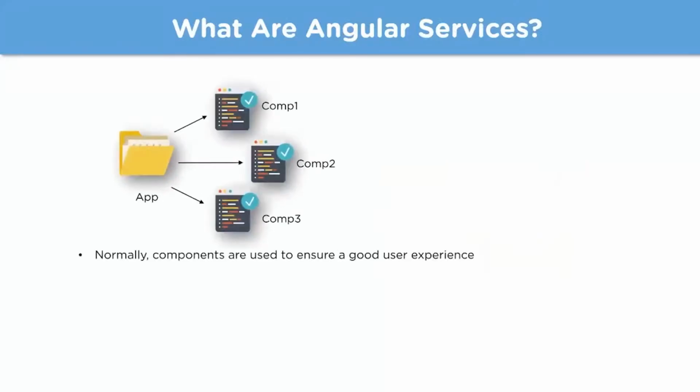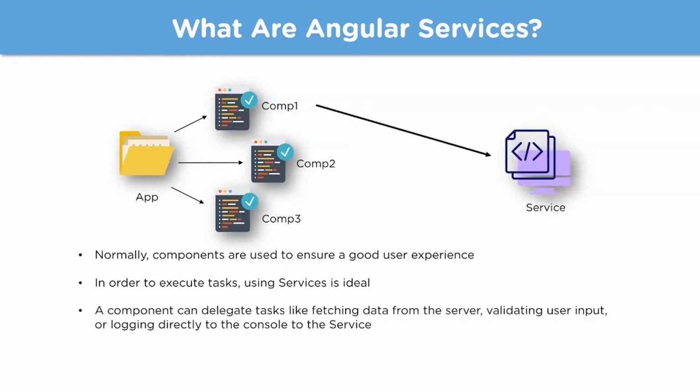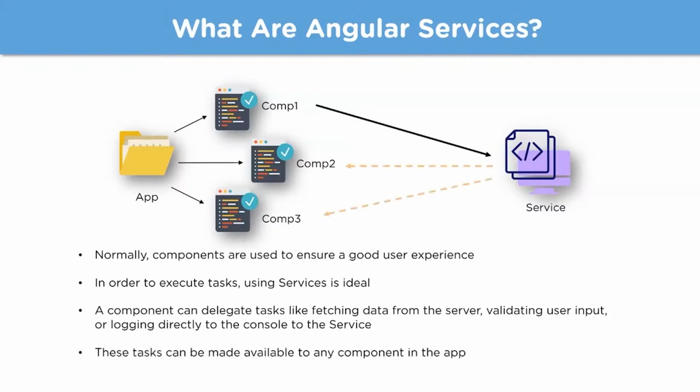So normally components are used to ensure a good user experience. Now that is the extent of it. Components make sure that whatever is being rendered onto the screen is right and pristine. But in order to execute tasks, we make use of services, and this approach is ideal. So a component can basically delegate tasks like fetching data from the server, validating user input, or logging directly to the console to a particular service. And these tasks can be made available to any component in the app.